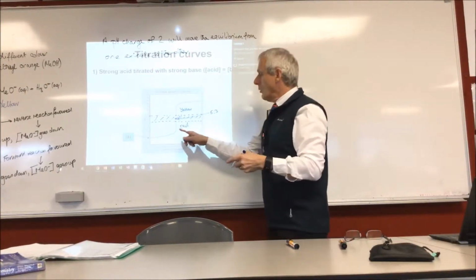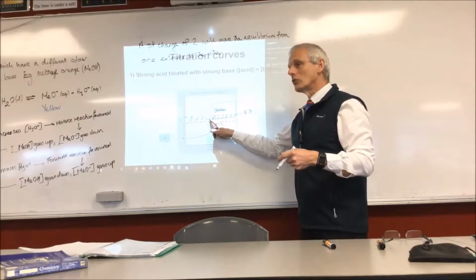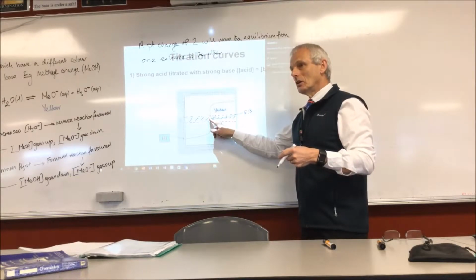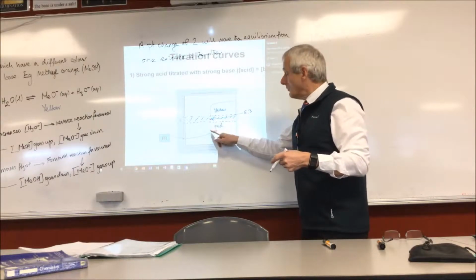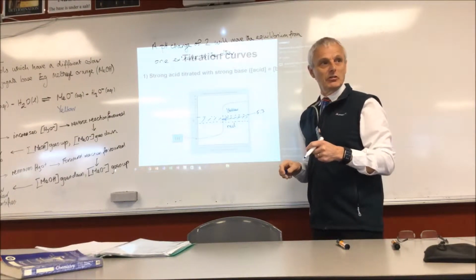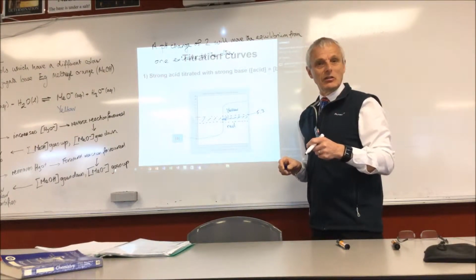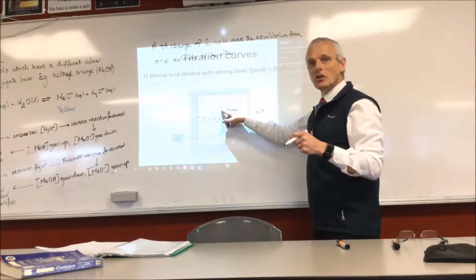You're selecting it because its pKa value is as close to the equivalence point as possible, and it's because the equivalence point is the point at which it's in the middle of the biggest pH change for the smallest addition of either acid or base. And that's the critical thing. You add 1 drop and you get a very large pH change.